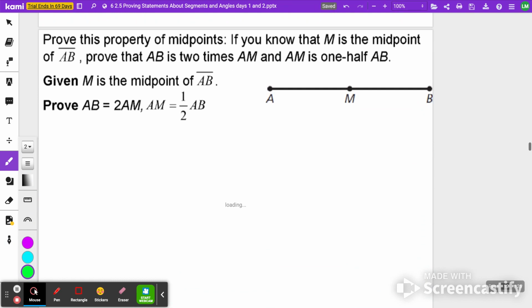Next up, prove this property of midpoints. If you know that M is the midpoint of AB, prove that AB is 2 times AM and AM is 1/2 AB. So what I did is I went ahead and marked A to M is the same thing as M to B, but we want to be able to prove AB is equal to 2 times AM, and then AM is 1/2 of AB. So again, setting up our 2-column proofs.